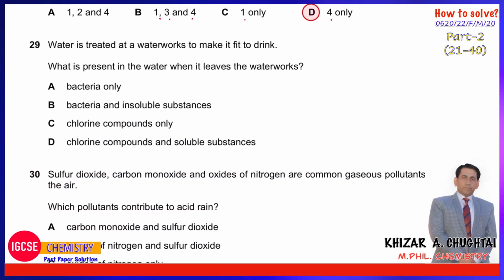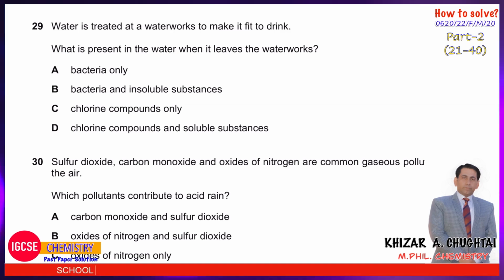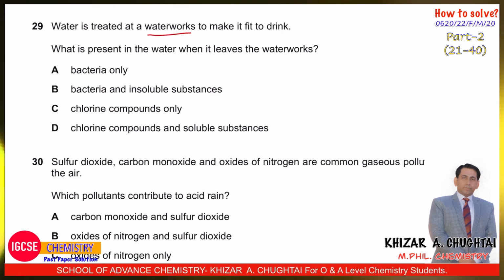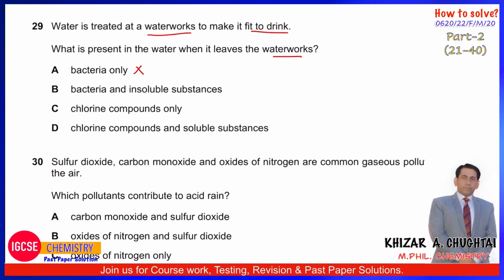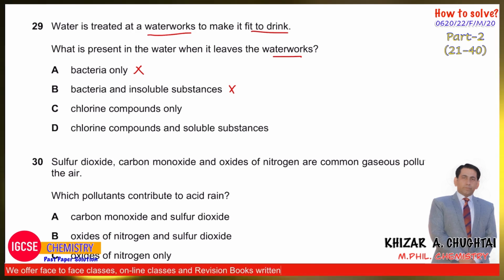Question number next 29. Water is treated at waterworks to make it fit for drink. What is present in the water when it leaves the waterworks? Bacteria only? No, there is no sort of bacteria. Bacteria and insoluble substances? No, insoluble substances are removed in early stages and bacteria are killed by chlorine. So again, no, B is also incorrect.